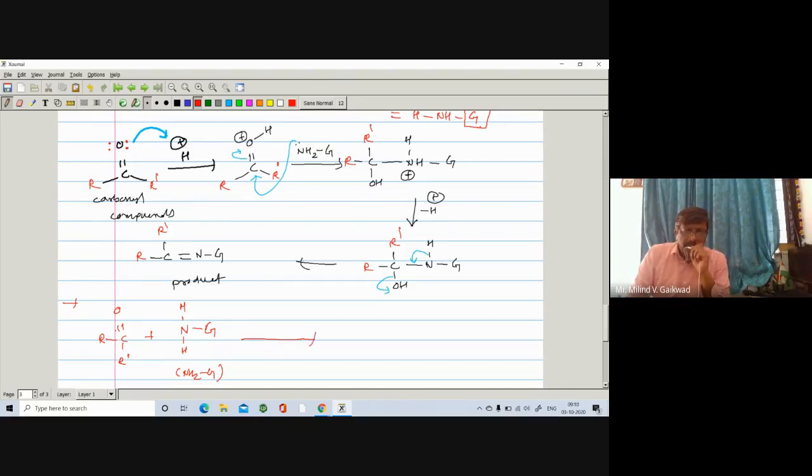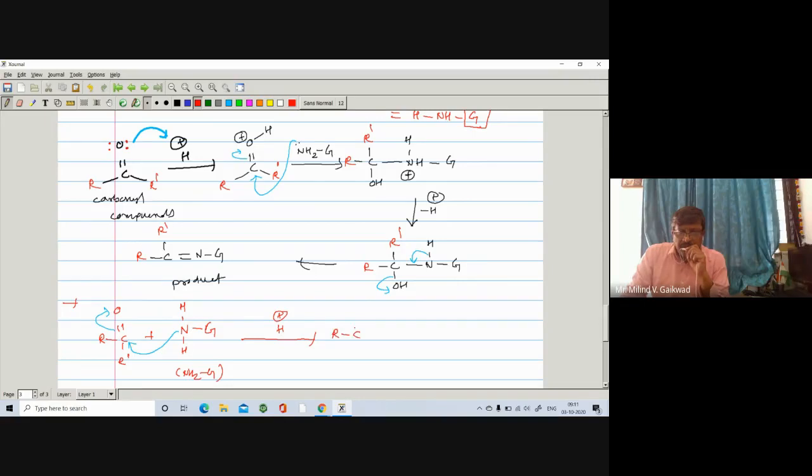So what happened? Pi bond opens on the oxygen. O negative, C positive. So this negative will attack on the C positive, right? This negative will attack on the C positive, and this H positive will attack on this O negative, and you are getting the corresponding addition product. The reaction takes place in the presence of acid.